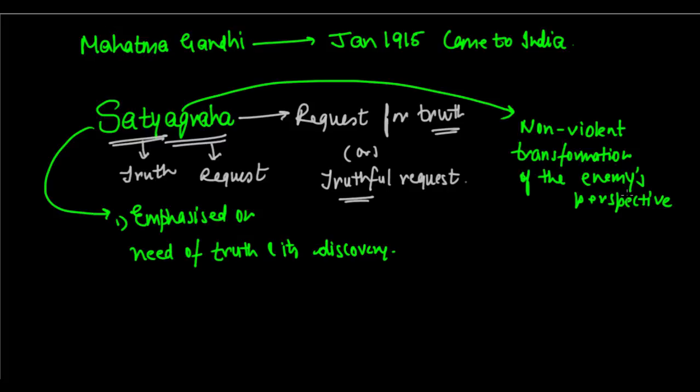And it emphasized the fact that one need not use force to make the enemy accept the truth. But he needs to be encouraged, he needs to be transformed in such a way that he is able to see the truth himself, right? So that's the idea of Satyagraha. You call it the idea of Satyagraha, or you can say the philosophy behind Satyagraha. All right, I hope that's absolutely clear, right?